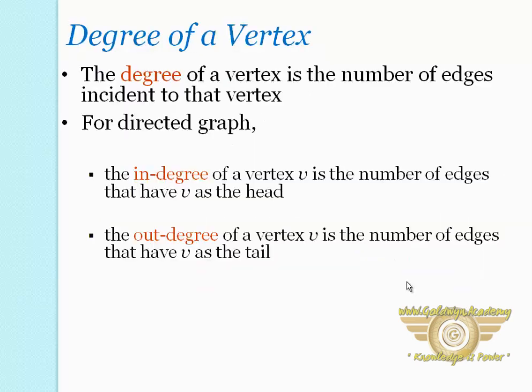Degree of a vertex. The degree of a vertex is the number of edges incident to that vertex. For a directed graph, the in-degree of a vertex V is the number of edges that have V as the head. The out-degree of a vertex V is the number of edges that have V as the tail.